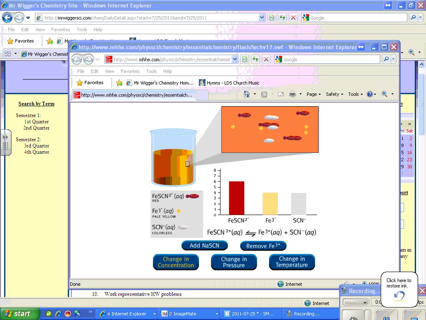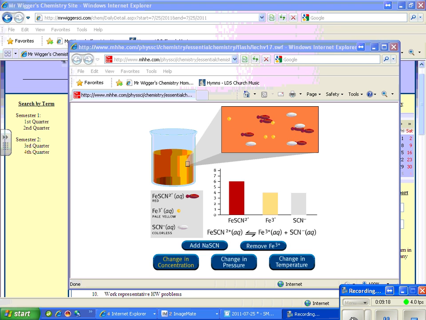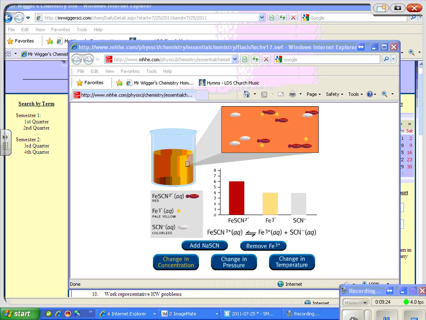I'm going to add NaSCN. Is that anywhere in here? You see that in the reactant products? You see NaSCN? What do you see? What part of that do you see? I see an SCN. Aha! Where is SCN? Right there. So if I'm adding NaSCN, I am in effect putting in the SCN ion. So that's what I'm doing for this stress.